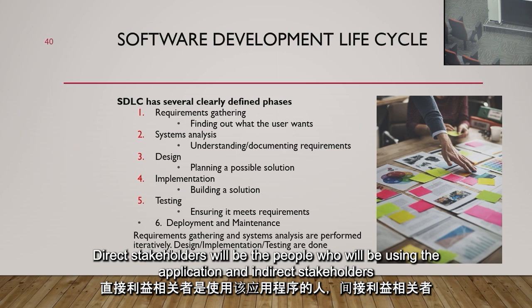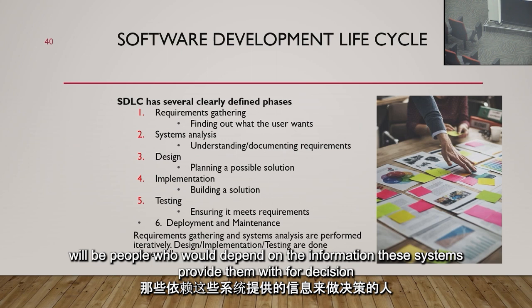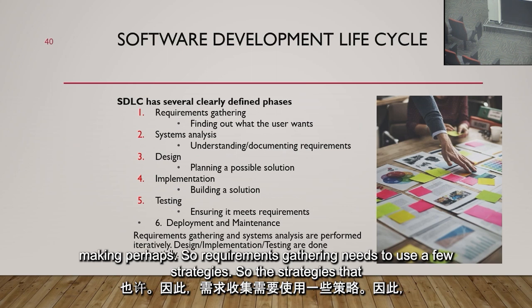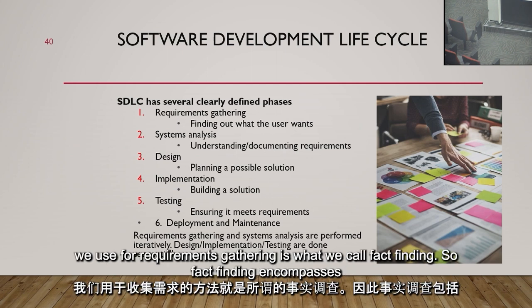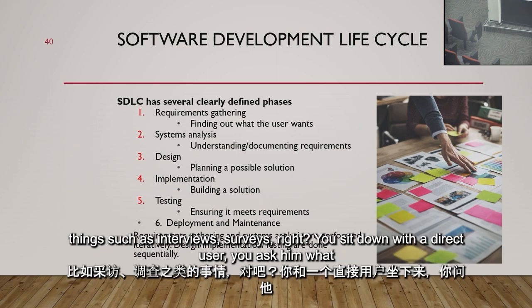Direct stakeholders would be the people who will be using the application, and indirect stakeholders would be people who would depend on the information these systems provide them with for decision making, perhaps. So requirements gathering needs to use a few strategies. The strategies that we use for requirements gathering is what we call fact finding. So fact finding encompasses things such as interviews, surveys, right?